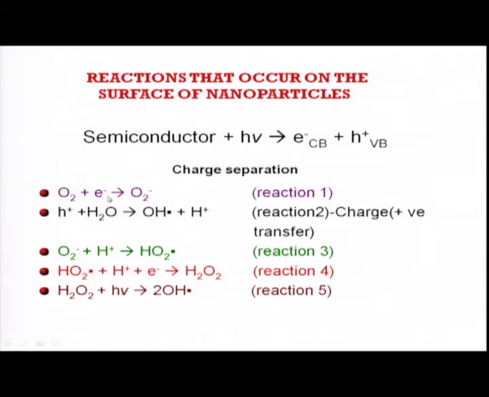So, the oxygen combines with the electron generated in the conduction band and O2 minus is generated, whereas H plus is generated in the valence band and reacts with water to generate a hydroxyl radical as per this. O2 can react with this H plus and generate a hydroperoxyl radical. This hydroperoxyl radical can combine with H plus to generate hydrogen peroxide as per this equation, and hydrogen peroxide will undergo direct photolysis to generate hydroxyl radical.